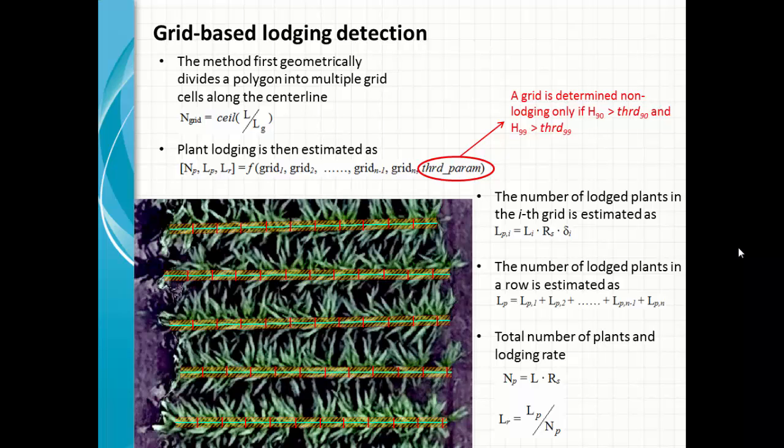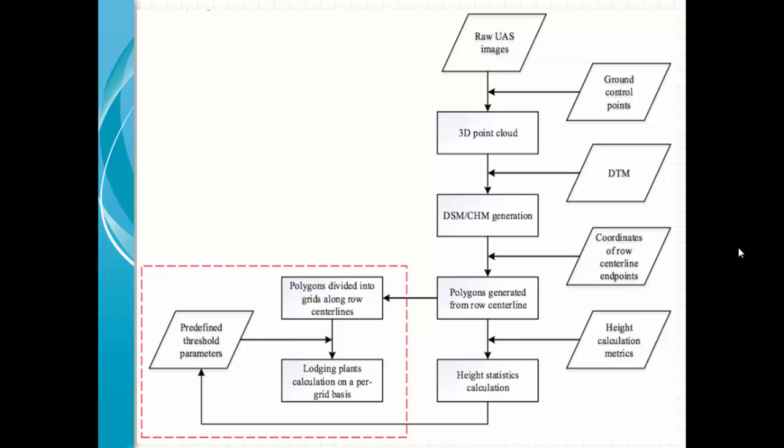And along here, we have the following stages to detect the number of lodged plants in a specific grid cell, and finally we can detect the number of lodged plants in the row. With the total number of plants, the lodging rate can be computed straightforwardly. Here is the complete flow chart of the whole algorithm.